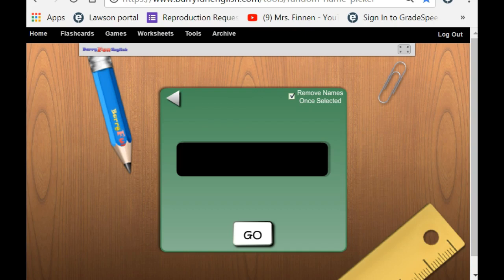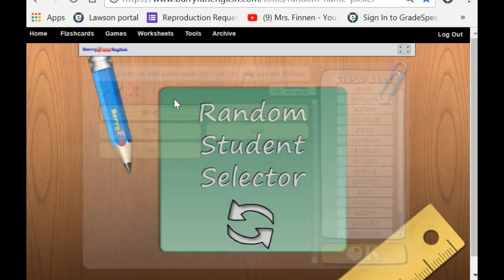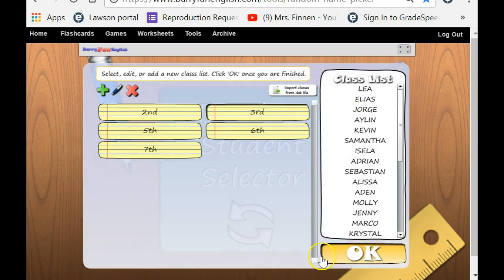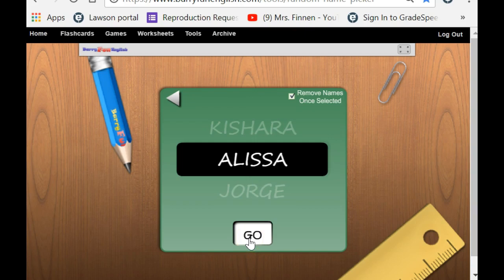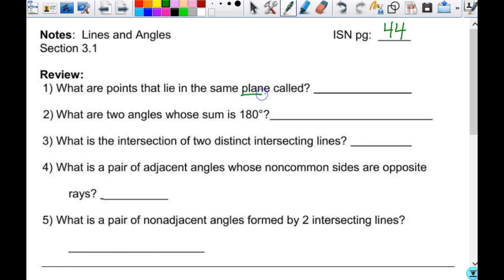For the first one it says, what are points that lie in the same plane called? Alyssa. Coplanar. Do y'all agree with that? Yes. Very good. Because they're in the same plane, they are coplanar.